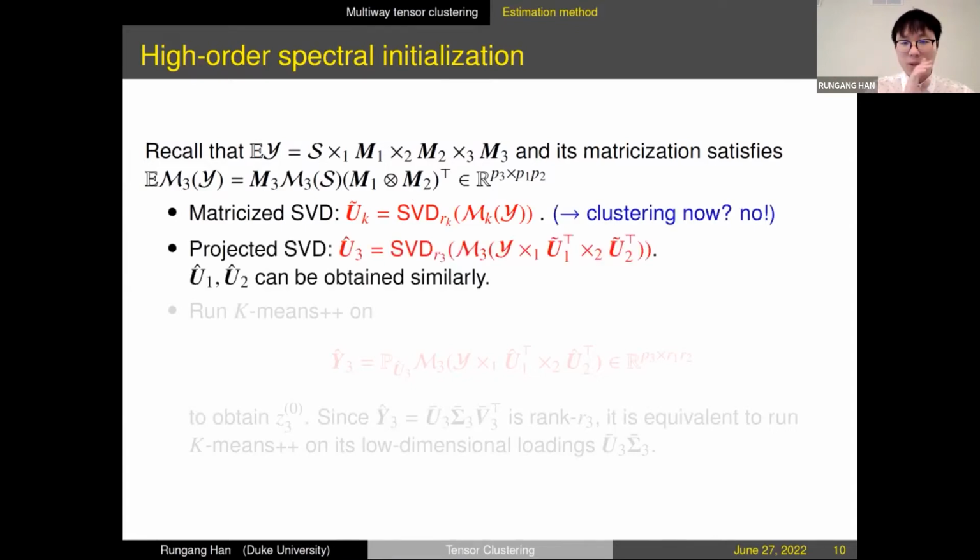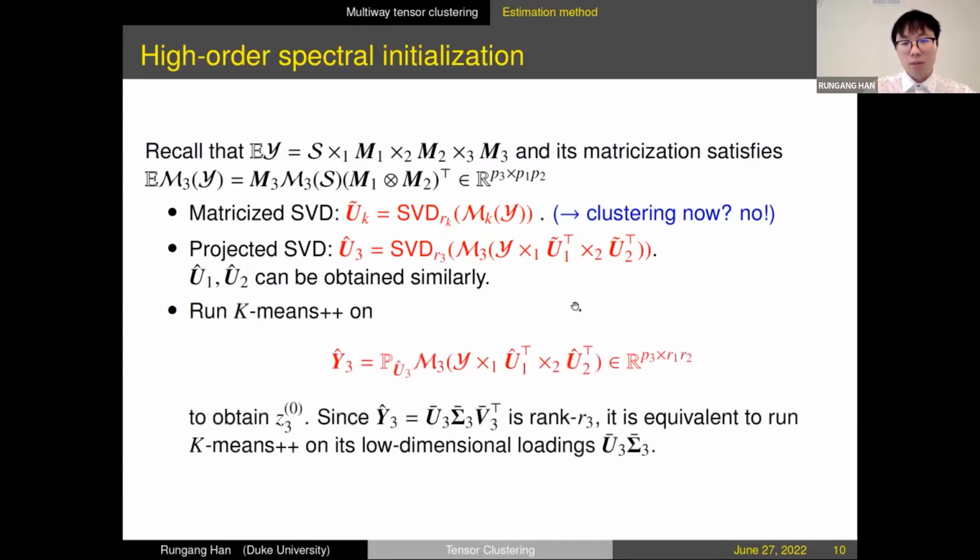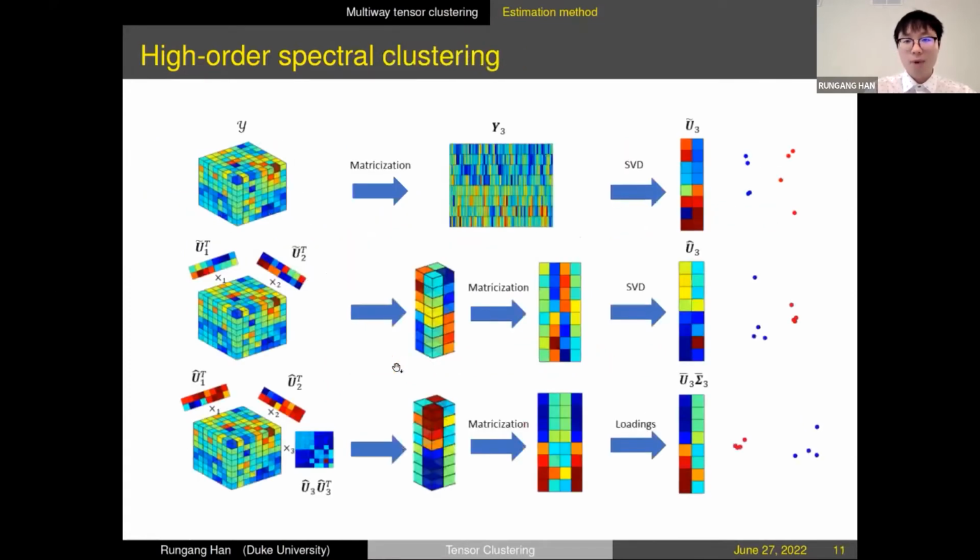Instead, we do the projected SVD. Because we have this U_k hat, although it's not a perfect estimation of the subspace, it can serve as a preliminary estimation. So we project the raw data Y onto this preliminary subspace, and then we do a singular value decomposition once more. We obtain this U hat as a better estimation. Then we project the raw data onto these projected subspaces and obtain the low-dimensional loadings, and we perform K-means on this data.